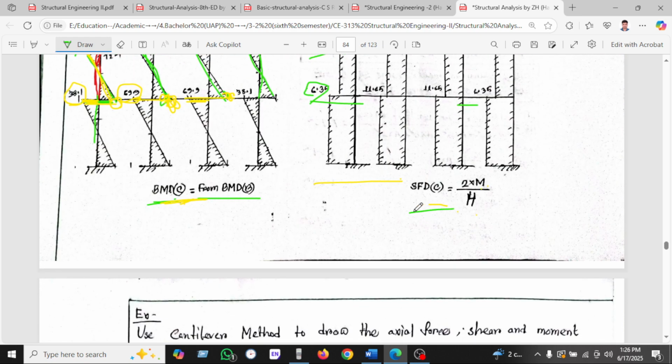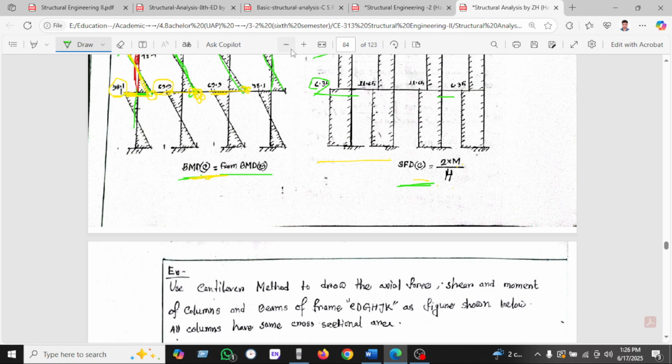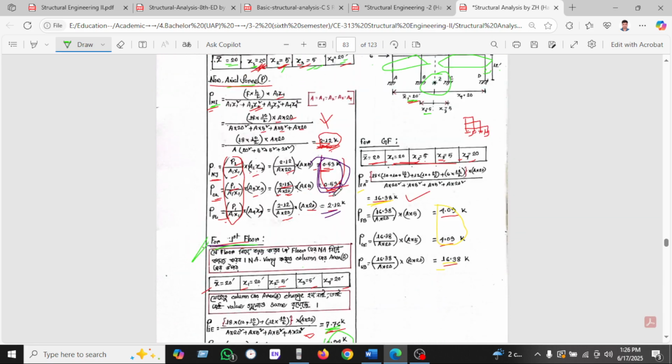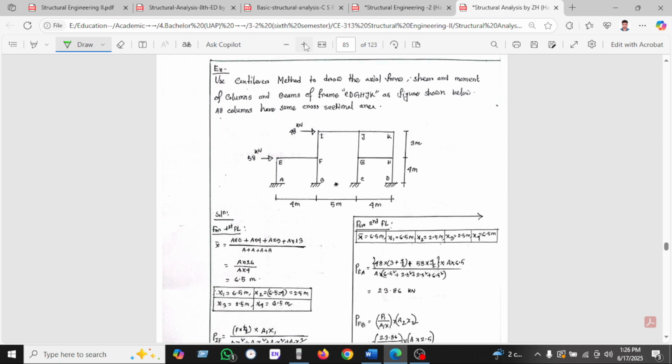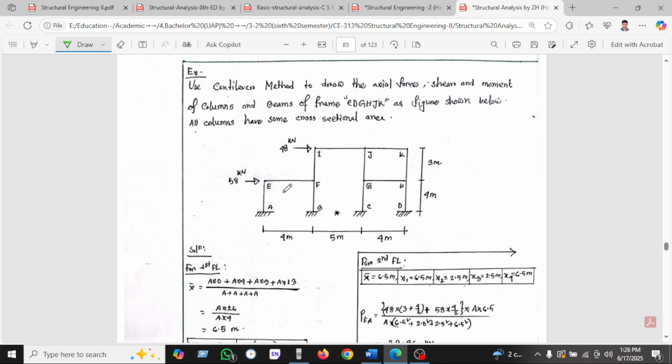So in this case we can find the shear force of the column. Okay, so this lecture is about how, if you have an irregular shape of the building, you can use the cantilever method for the axial force diagram. The column is given short, and the load is given here.